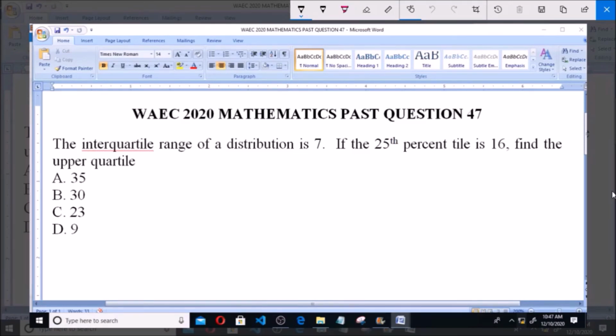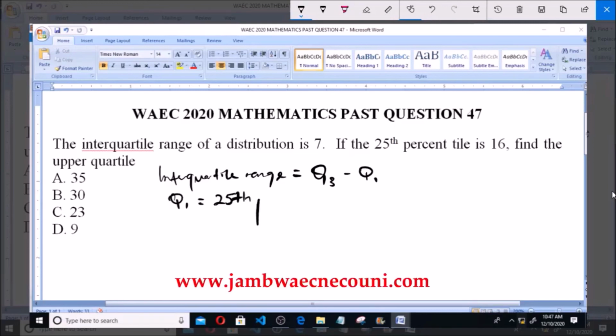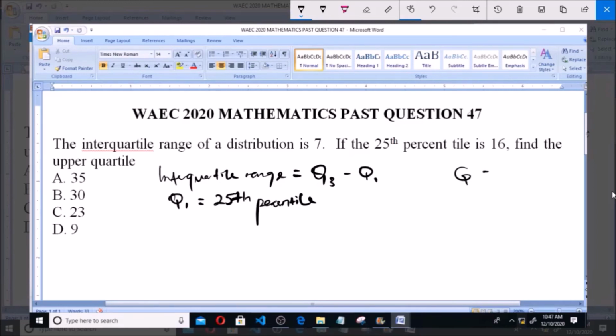Now, interquartile range is given as Q3 minus Q1. This is the upper quartile and this is the lower quartile. This is Q1. Now Q1 is also equivalent to the 25th percentile. Q1 is equivalent to the 25th percentile because Q1 just represents the total number of a given data, n, over 4.